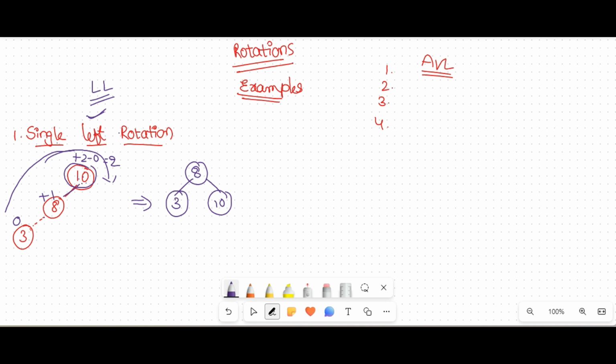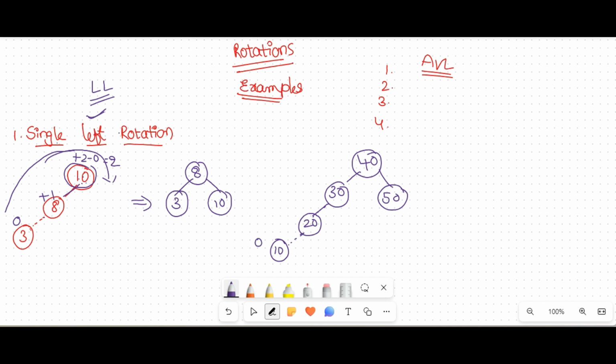Take another example. For example, 40, 30, 20, and here it is 50. Already, this is an AVL tree. Now in this AVL tree I have performed an insertion operation. I have inserted 10. After insertion, you have to find out the balance factors.